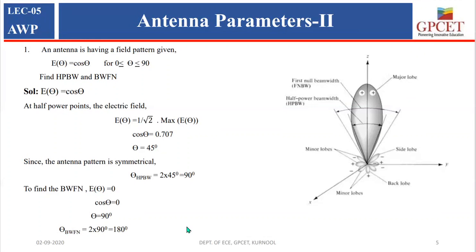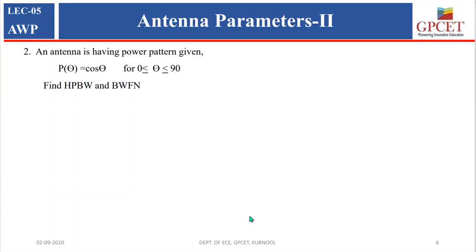Okay, next we'll move to the next problem. All of you note down this problem, solve it and post your answers in the chat box. An antenna, read the problem carefully. An antenna has a power pattern given by P of theta is equal to cos theta, for theta lying between 0 and 90. Find the half power beam width and the beam width between the first nulls.